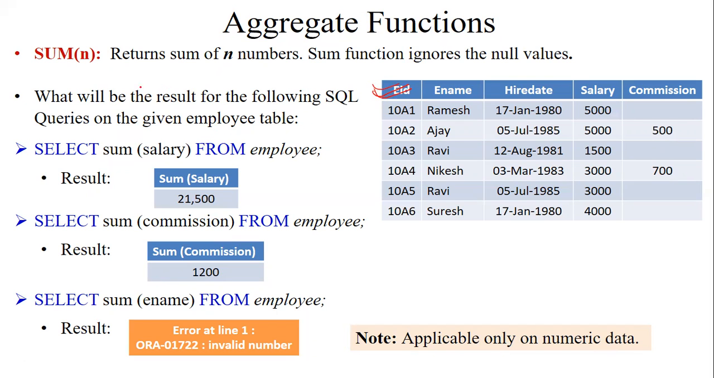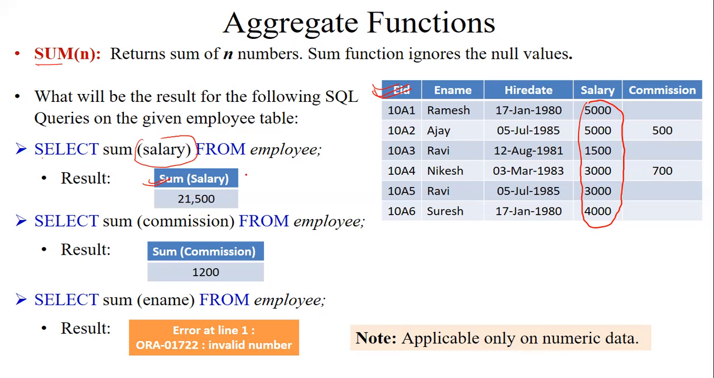The first function is sum. You can apply the sum function to compute the sum of any column's values. You can see what the result will be for these queries, like select sum of salary. It will compute the sum of the salary, so all the data in this column will be considered, and the sum of these values will be computed. The sum of these values will be 21,500, and it will be displayed here as the sum.